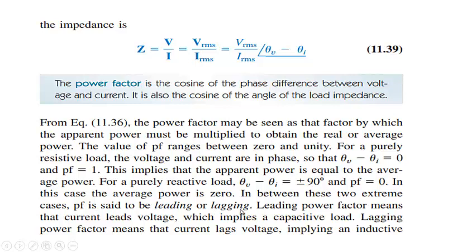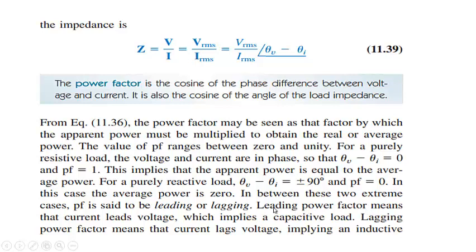So in these two extreme cases, power factor is said to be leading or lagging. When theta v minus theta I is equal to plus 90 degrees, power factor is said to be lagging because current lags voltage by 90 degrees, not voltage. We're always talking about current with respect to voltage. That is what is meant by lagging or leading. And leading is when current leads the voltage by 90 degrees, that means when theta v minus theta I is equal to minus 90 degrees, that means voltage is lagging current by 90 degrees, or current is leading voltage by 90 degrees. In that case, it is leading.